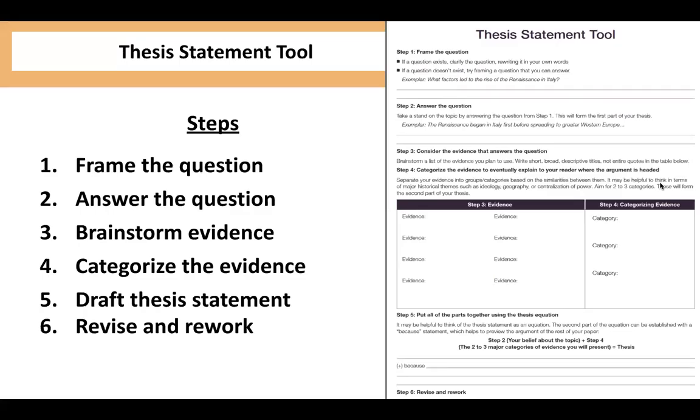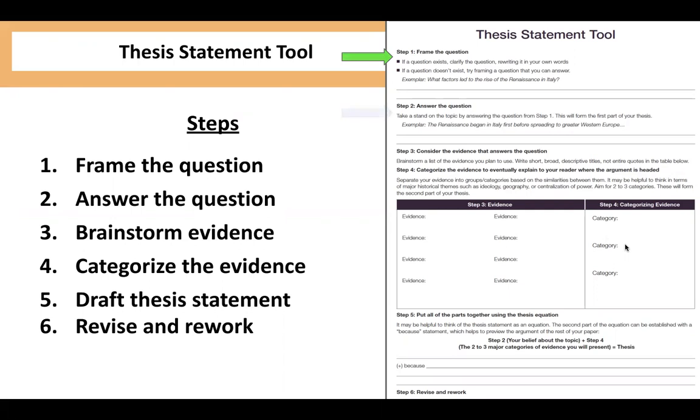So what is the thesis statement tool? This tool actually has several parts to it, so we're going to be looking at each of these parts. In step 1, we are going to frame the question. If it's a statement and a question doesn't exist, we'll turn the statement into a question. But if there is a question, this is a great time to break the question down, try to clarify it, or even rewrite it in our own words.